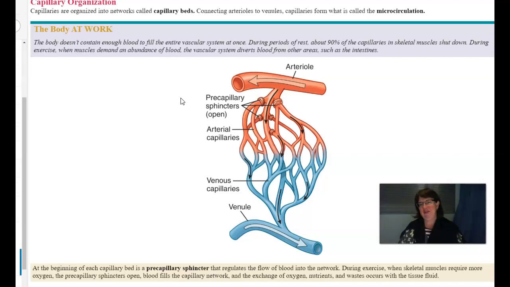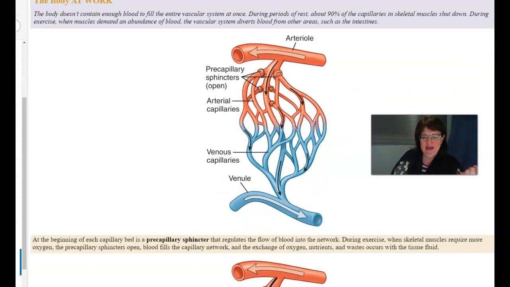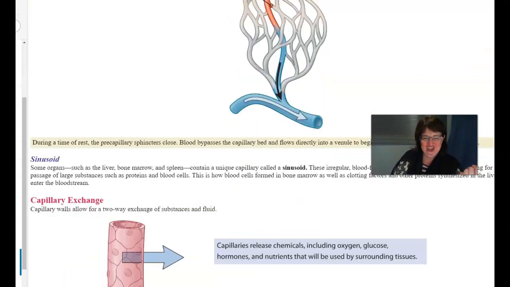You may notice this if you are a person who blushes easily. When I get hot, I get very red because that's my precapillary sphincters opening up to allow more blood to my face. And then when I'm colder, they shut down so that you have less blood going to your face. Here's a perfect example. During rest, 90% of your capillaries in your skeletal muscles are shut down. This is a way of regulating how much blood goes to the area, and it's the precapillary sphincters.